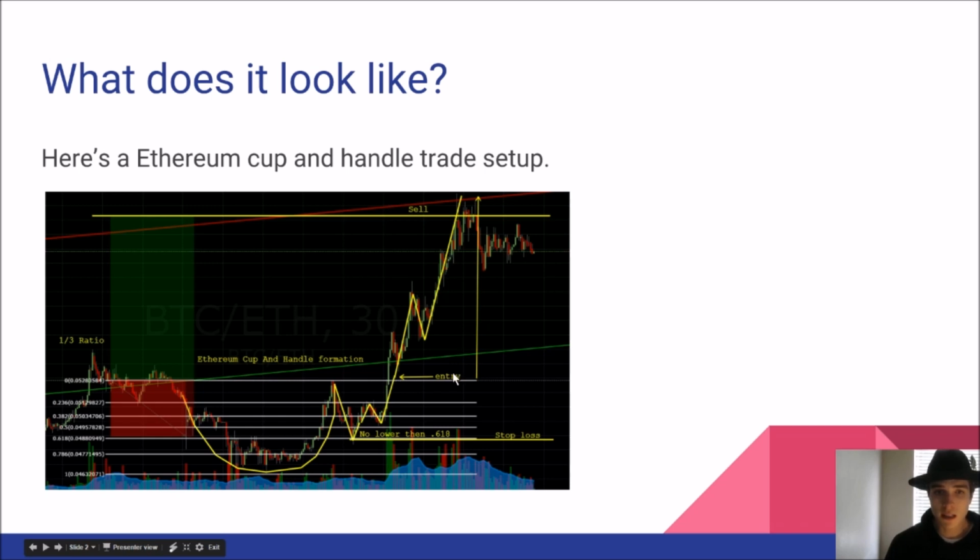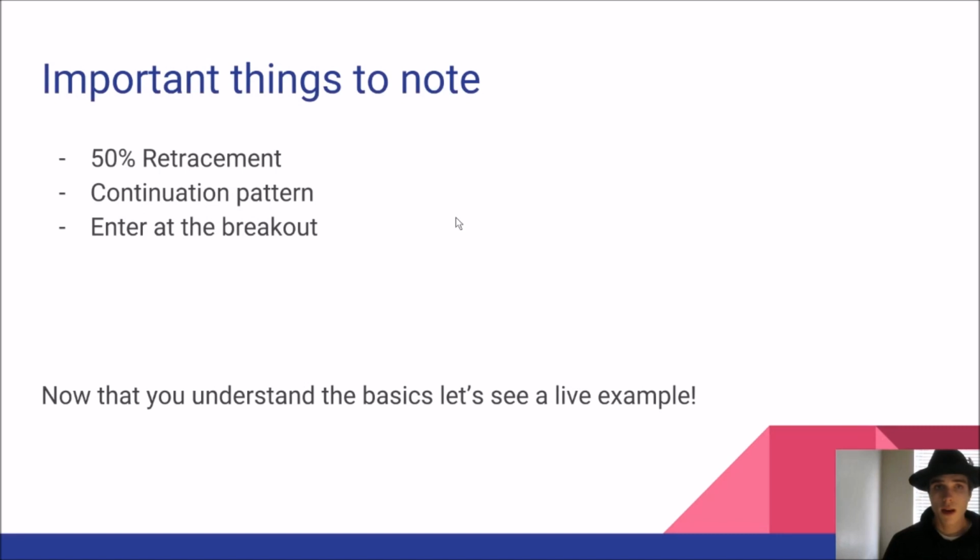So you enter when it breaks above the top of this cup. So the top of the cup is when you enter. So right here is where you would enter in Ethereum. And you could have caught about 26% off that swing. Alright, now here's some important things to note, and then we'll go ahead and look at live examples in Coinigy.